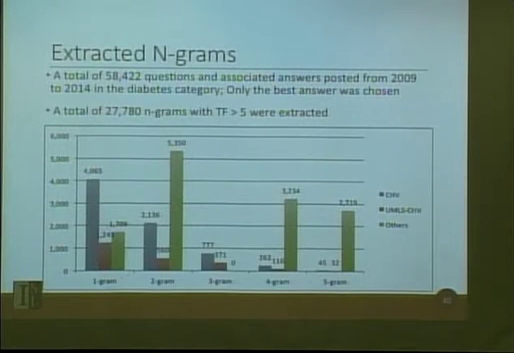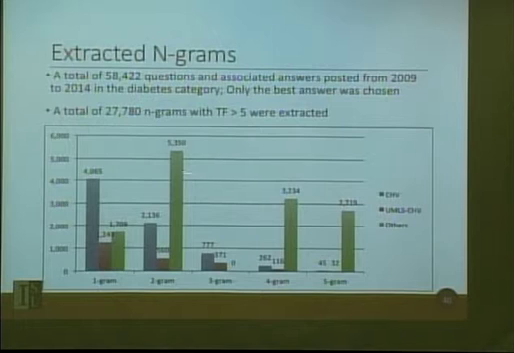So these are the basic statistics about our extracted n-grams. Out of these 50,000 question-answer pairs, we extracted over 27,000 n-grams that occurred more than 5 times in the data set. And we stratified our statistics by the number of words in the n-grams.